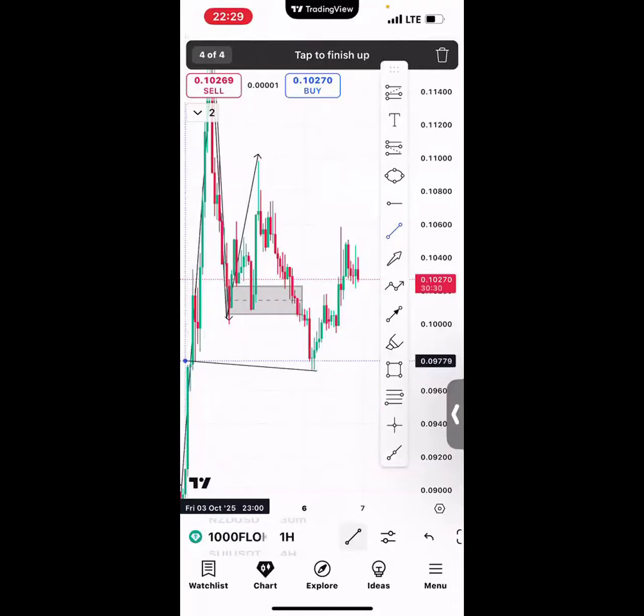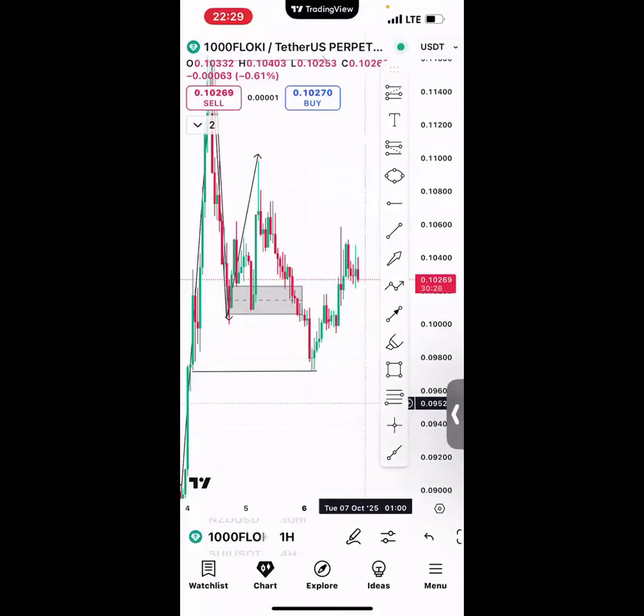Which means we have a change of character, right? So now this market is not in an uptrend. The trend has changed. This is why I know now, as an analyst, that this market is no longer in an uptrend direction. We should be looking for a sell opportunity.